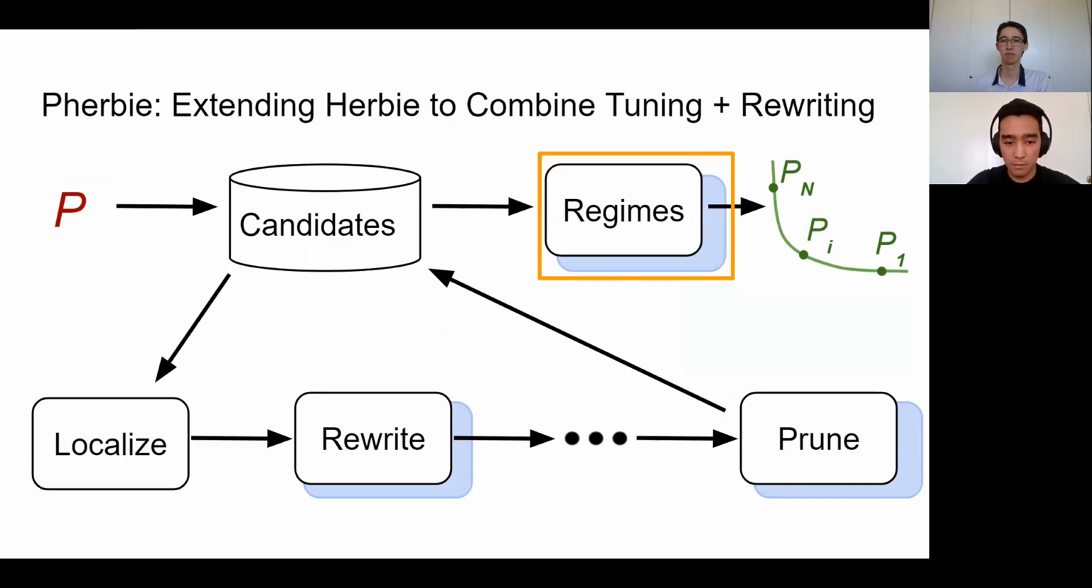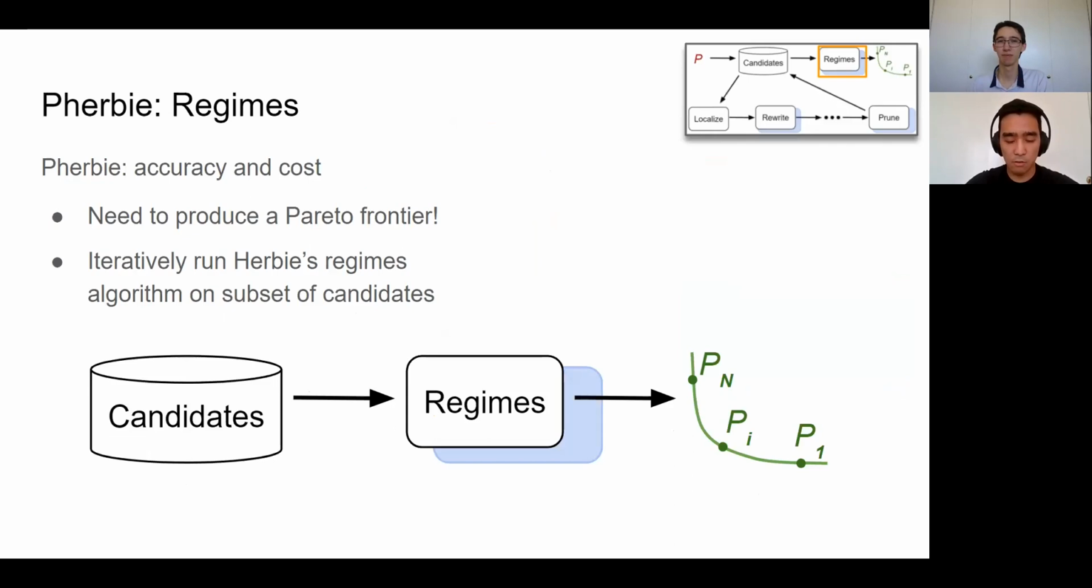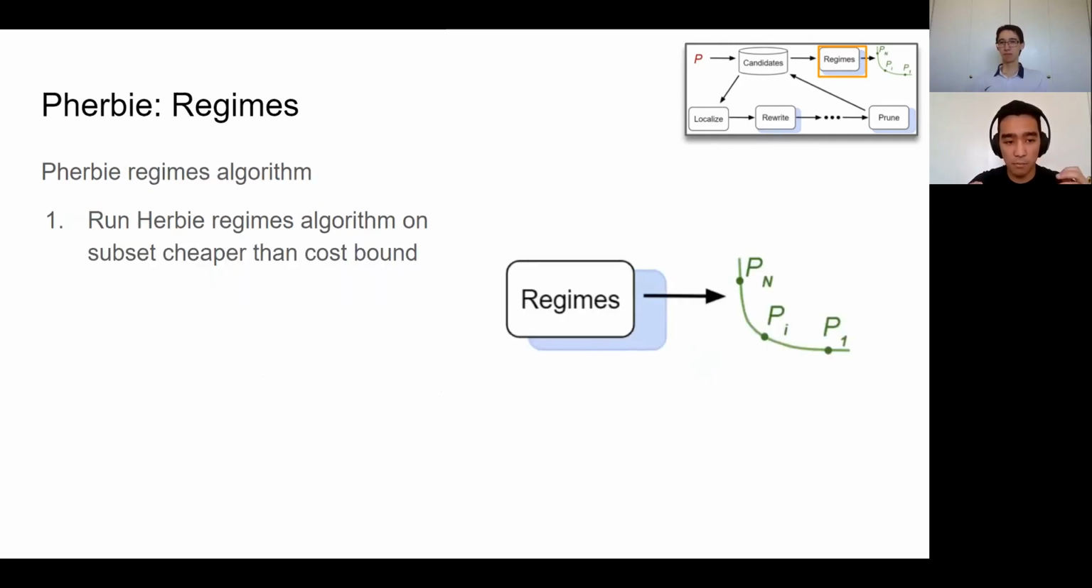So that's pruning. Once we run the improved loop multiple times, we should extract multiple expressions, and we should probably use something like regimes to combine candidates. Now, the Herbie regimes algorithm won't work since it only produces a single candidate, and we want to produce a Pareto frontier. But we can actually reuse that algorithm and run it multiple times on a subset of candidates from the table. So at a high level, we have a cost bound, and we run Herbie's regimes algorithm on the subset cheaper than this cost bound. For the first iteration, the cost bound is high enough so that we run the algorithm on all candidates.